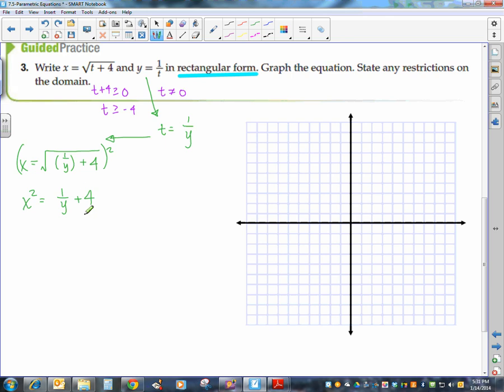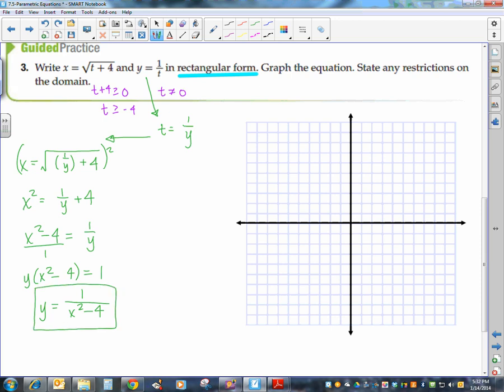I'm solving for y, remember? So I have to subtract 4. x squared minus 4 equals 1 over y. At this point, it might be easiest to put that over 1 and cross multiply, but you don't have to distribute. x squared minus 4 is equal to 1 over y, because you have to get rid of that again. So y equals 1 over x squared minus 4. And that is the rectangular form of our parametric equations.